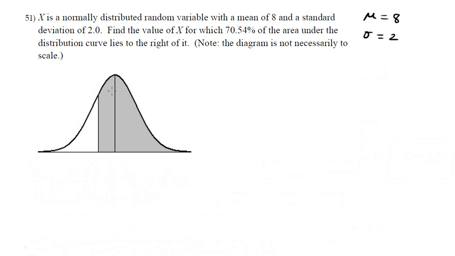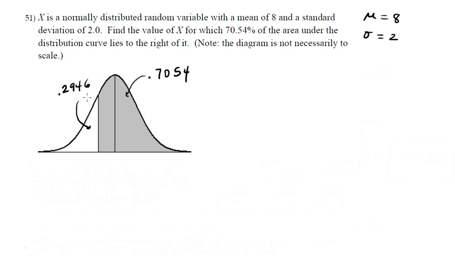Find the value of x for which 70.54 of the area under the distribution curve lies to the right. So this area here is 0.7054, 70.54%. I want to know this x value here. If I'm looking at the table, again, the table gives me the values to the left, so if I subtract from 1, I get 0.2946.